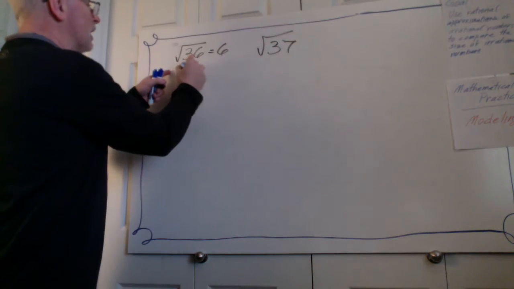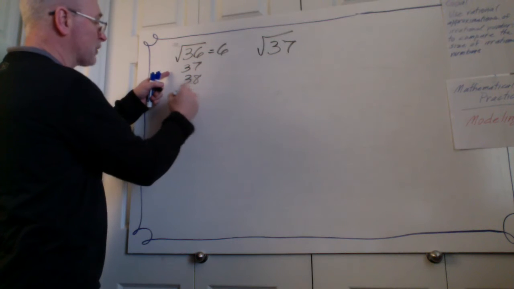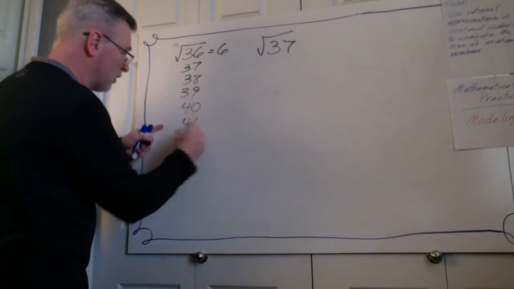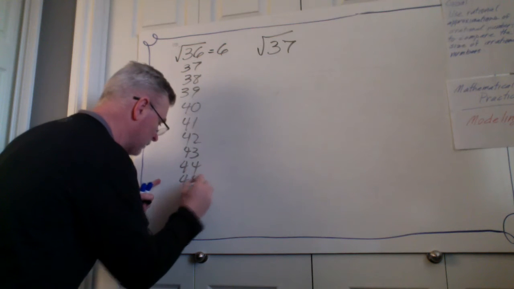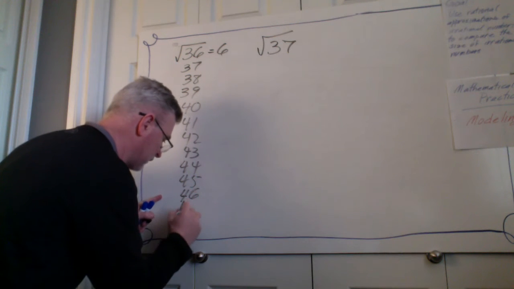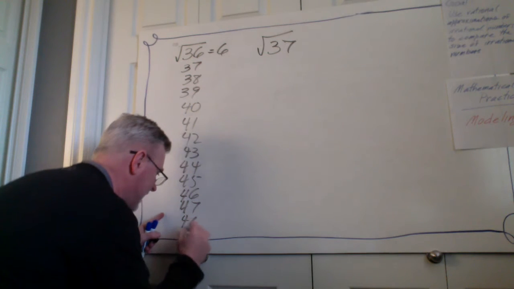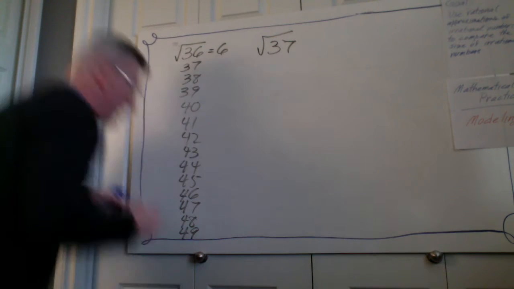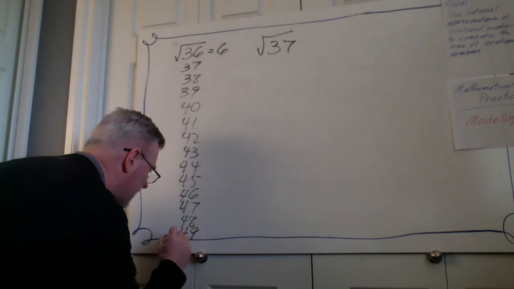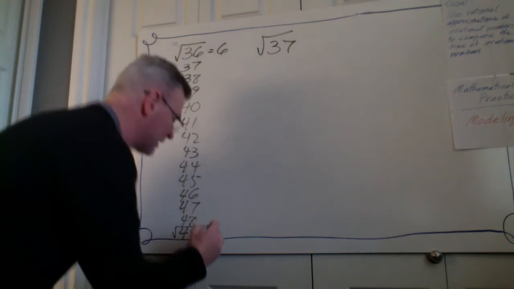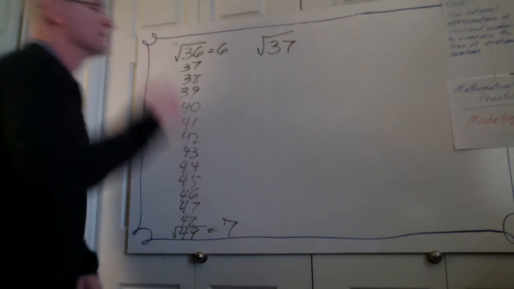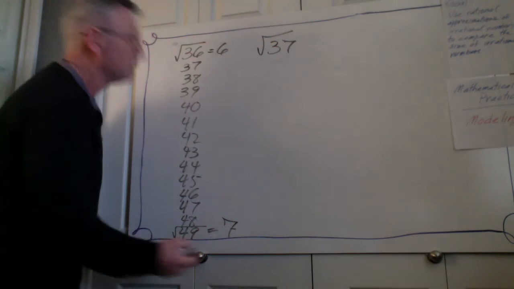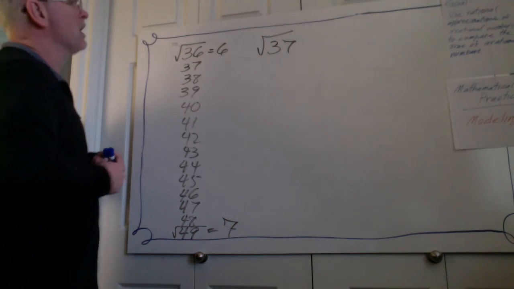And then 37, 38, 39, 40, 41, 42, 43, 44, 45. I'm running out of room. 46, 47, 48, 49. Yes, there was a 49 in there. And the square root of 49 is 7. All right. Whew, I'm out of breath.